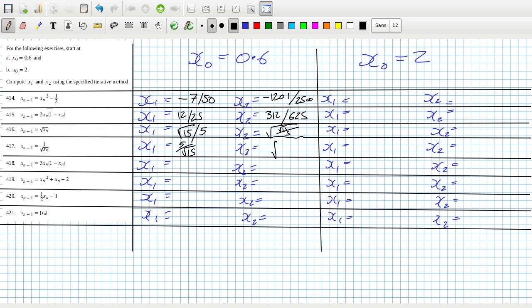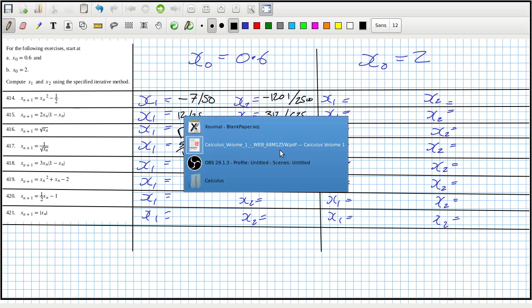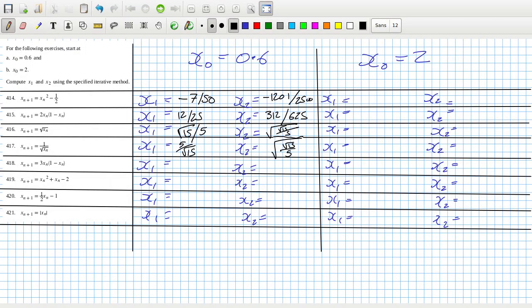Yeah. Root 5, no, reciprocal. So it's actually the same thing, isn't it? 0.88. Yeah. Okay. 3 over 5. Okay. 3 times answer times 1 minus answer. So that's 18 over 25 and 378 over 625.